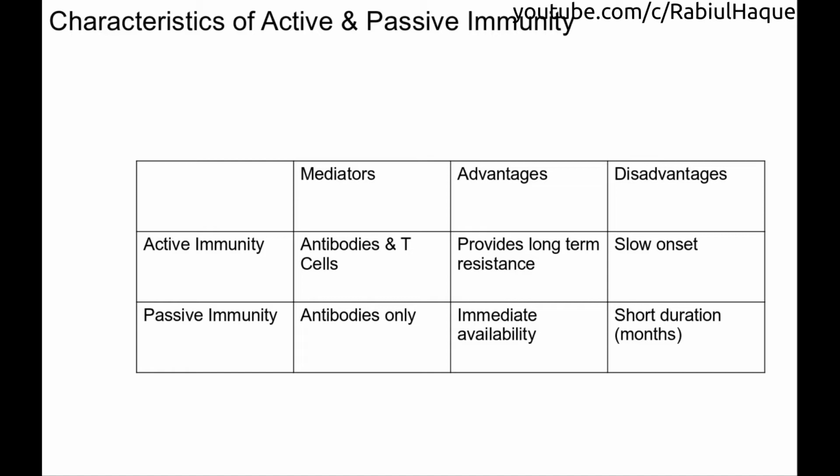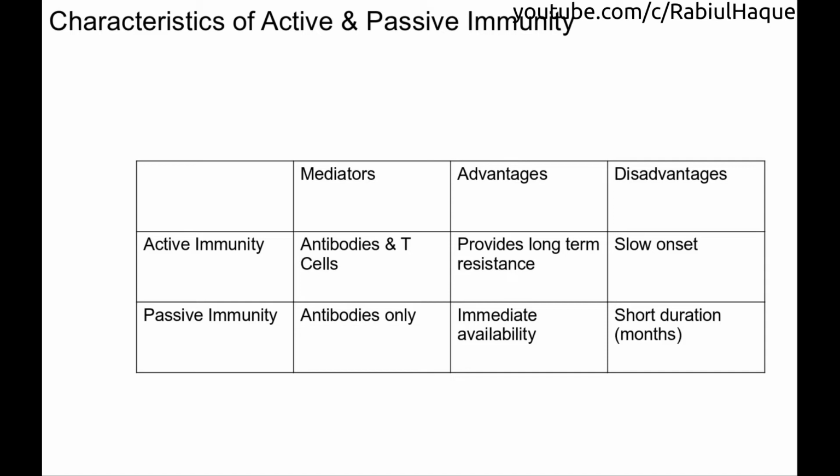So here we are summarizing the main characters of active and passive immunity. What are the mediators of active immunity? They will include antibodies and T lymphocytes. And antibodies are the only mediator for passive immunity.